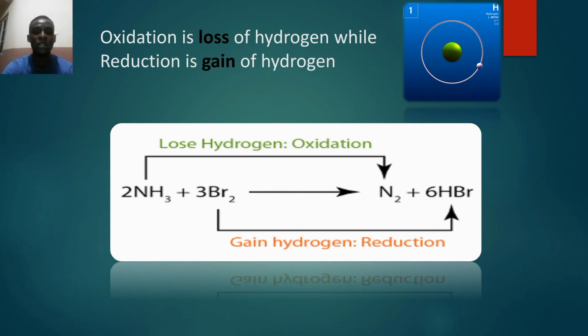So let's consider the reaction between ammonia and bromine. In this case, ammonia loses its hydrogen to bromine and becomes nitrogen. Since ammonia has lost its hydrogen, it is oxidized, whereas bromine is reduced because it gains hydrogen. Let's proceed.